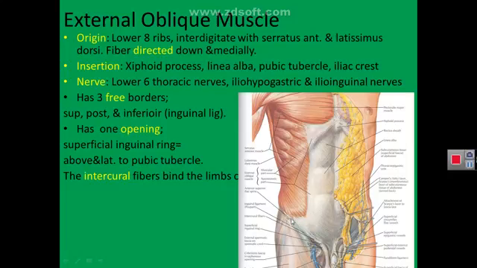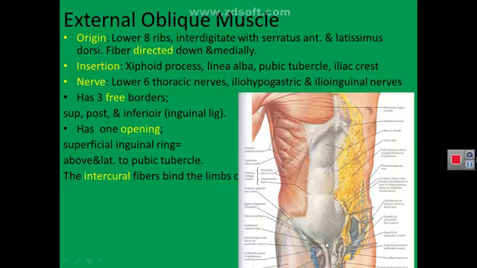So the inguinal ligament is the lower free border of the external oblique aponeurosis, and this muscle also has an upper border which is free and a posterior border which is free. Also in the aponeurosis of external oblique, you have one opening here which is called the superficial inguinal ring. This triangular opening allows exit of the spermatic cord in male, or the round ligament in female.